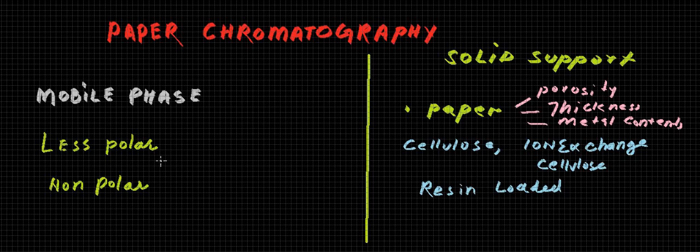In this very short video, we will talk about the solid support and the mobile phase and stationary phase of paper chromatography. As far as the solid support is concerned, as we have said earlier, paper is used as a solid support material in paper chromatography, and that paper is made up of cellulose. The properties which are likely to affect the separation process are the porosity of the paper, pore size, the thickness, and the metal contents within the paper.